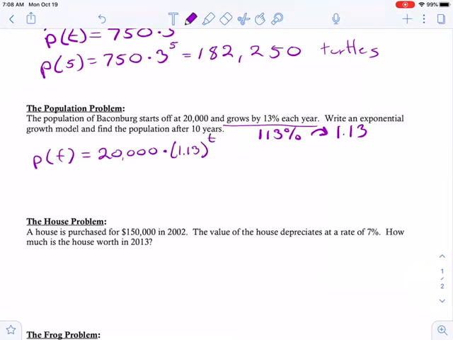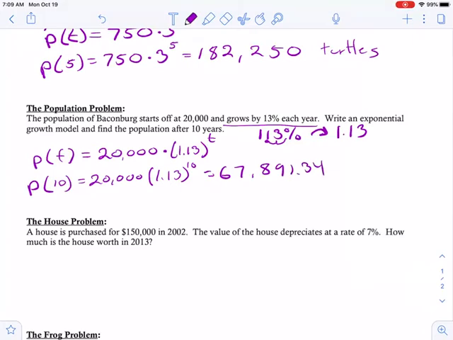So we're going to do 1.13. That's 113% converted. Sometimes people just slide the decimal to the left in order to get the decimal, but that is our common ratio. Population after 10 years then. So that's going to be 20,000 times 1.13 raised to the 10th power, getting a population of 67,891.34, is what our model is predicting, at least.